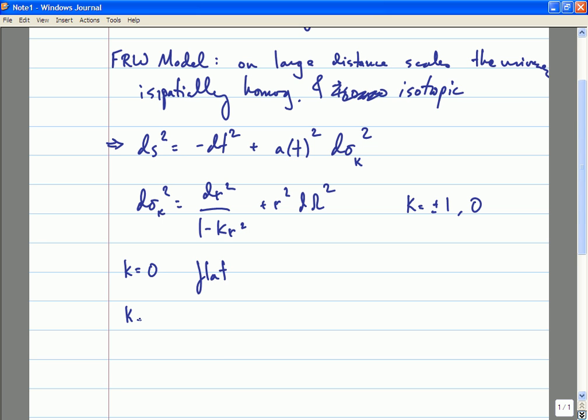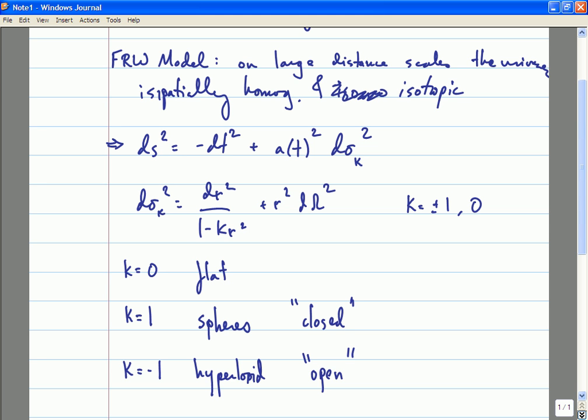If k is equal to 1, then the spatial slices are the three-dimensional analogs of the sphere. And in that case, we say that the universe is closed, because a sphere has a finite size, whereas if k is equal to minus 1, the spatial slices are three-dimensional hyperboloids, and the universe is said to be open.